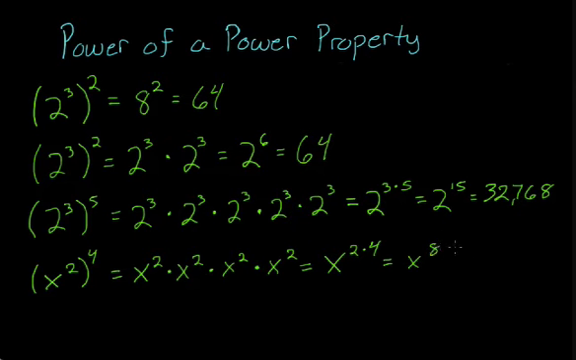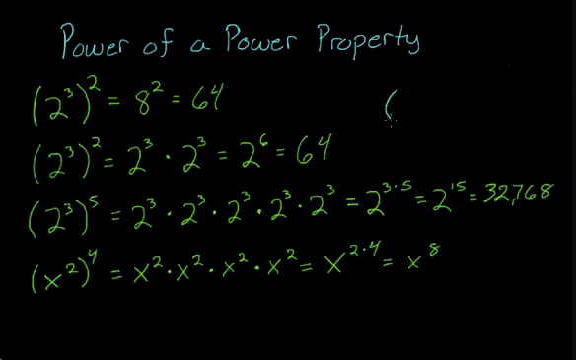So you can see the pattern that emerges here. We're always going to add this inside exponent this many times by the outside exponent. So the new exponent is going to be the inside exponent times the outside exponent. In this case, 2 times 4. In this case, it was going to be 2 to the 3 times 5. And in this first case, it's going to be 2 to the 3 times 2, which is exactly what we end up with. So we can extrapolate a general rule.